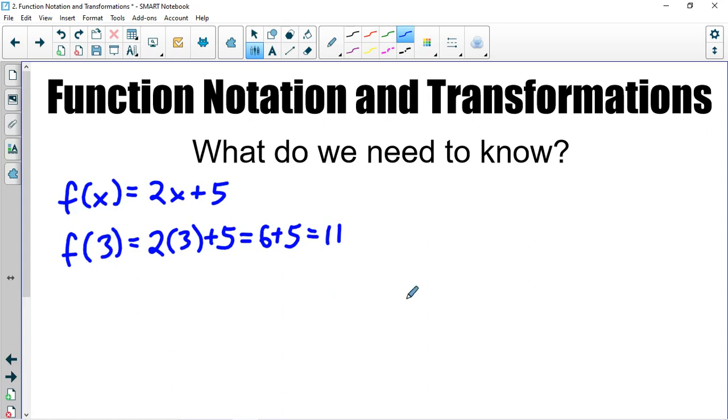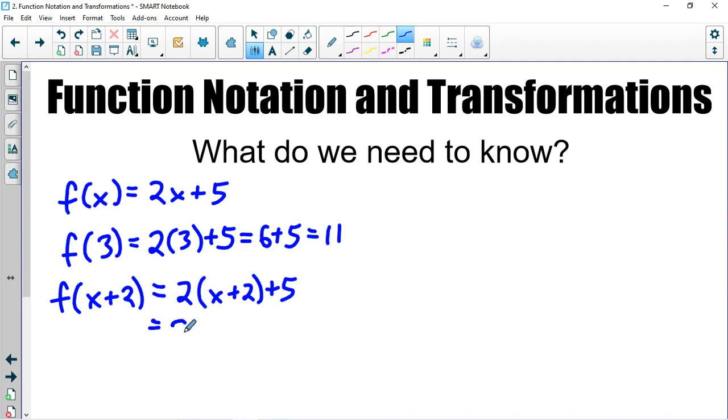But they can give us other things to substitute in instead of just a number. For example, say they gave us f of x plus 2. Basically that's saying, instead of an x value, we want this function for x plus 2. So we look at our original function, 2x plus 5, and we do the same thing we did with the 3. But instead of substituting in a number, we're substituting in an expression, x plus 2. 2x plus 5 becomes 2 times, what do we write instead of x? We write x plus 2. So it's 2 times x plus 2 plus 5. And then we just simplify.